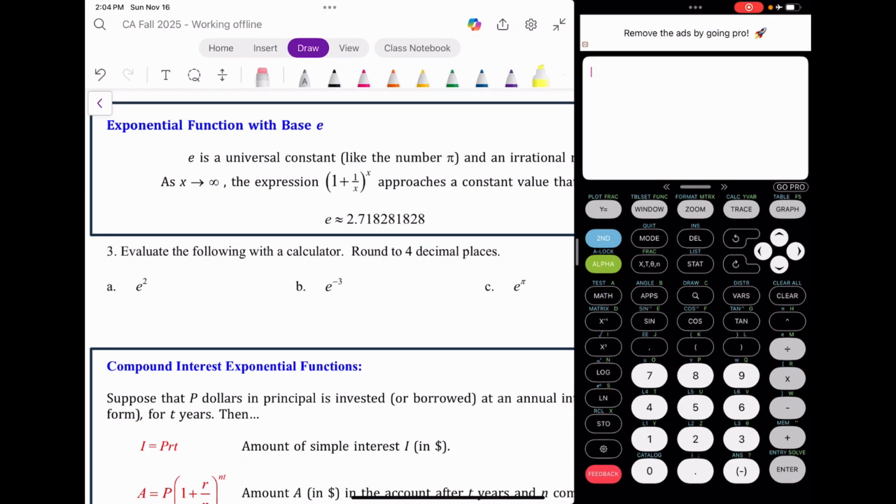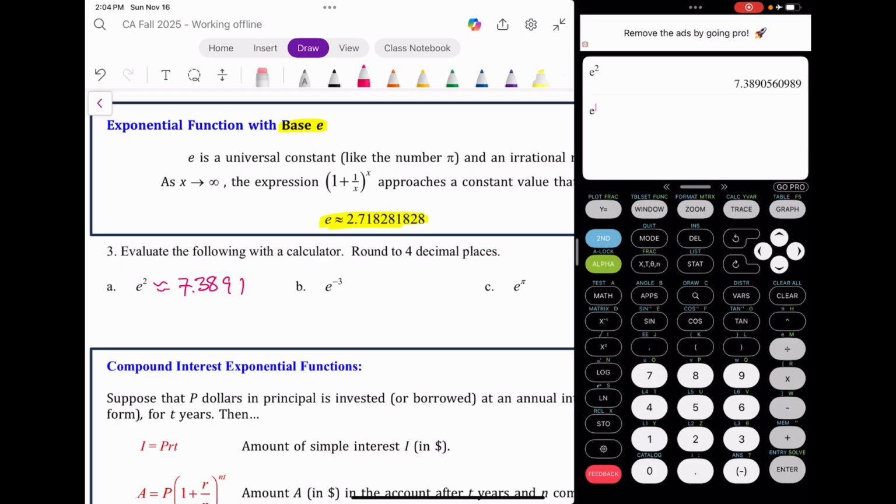All right, the most common base we see in mathematics and science is a base e. e is an irrational number, just like pi, and it equals approximately 2.718. It's in the calculator above the ln button in blue, e to the x. So if we plug in e to the 2, we get about 7.3891.